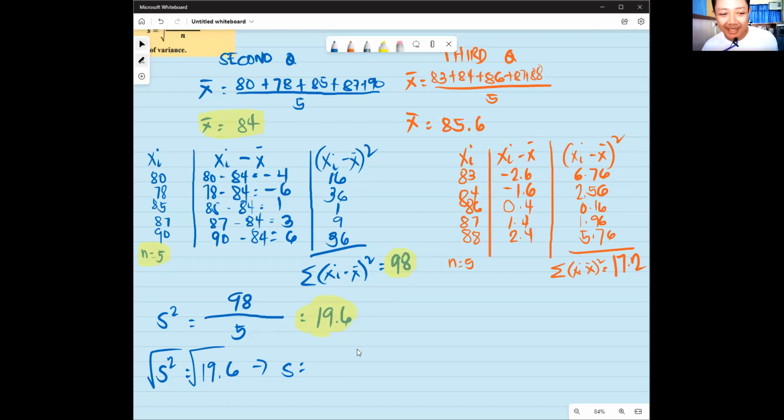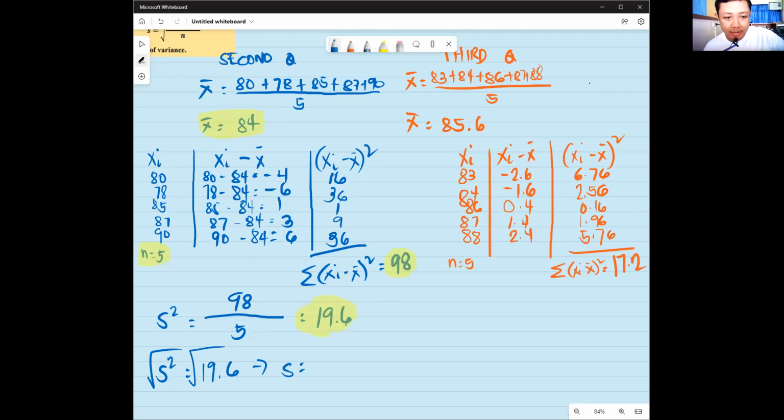Okay. Oops. You have to get the square root. Don't square it. Get the square root. Some of our classmates squared 19.6. No, do not square it. Get the square root. Okay. So therefore, what's the answer? Round it off to 2 decimal places.